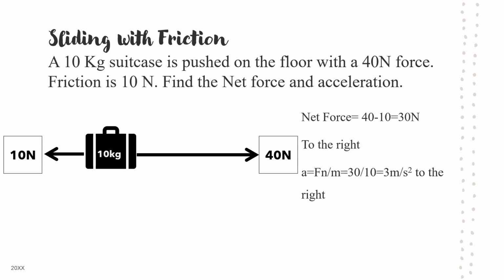So moving the formula for Newton's second law of motion around, the acceleration is the total force divided by the mass. Total force, or the net force, in this case is 30 newtons. Divide that by the mass of the object, which is 10 kilograms. It is going to be 3 meters per second squared in the direction of the higher force, or to the right.